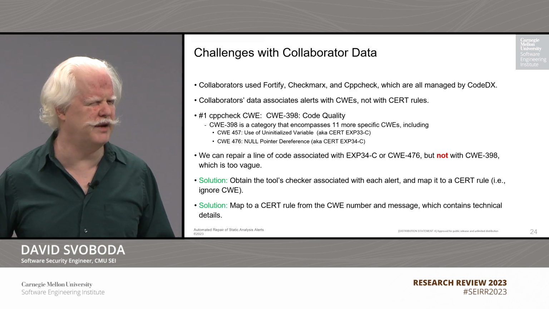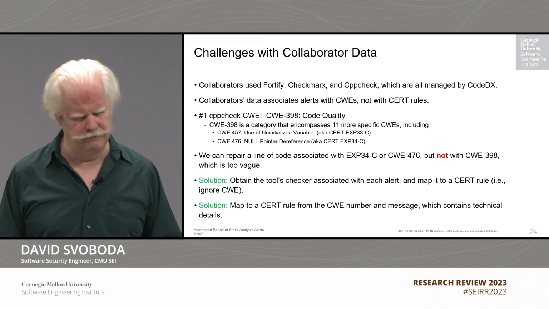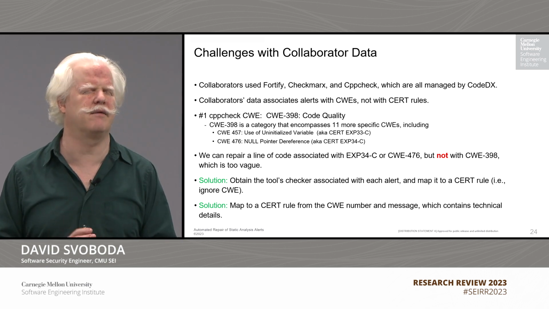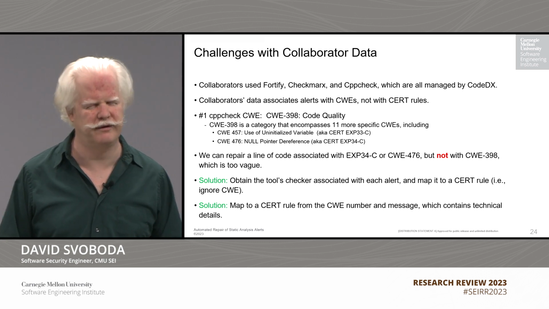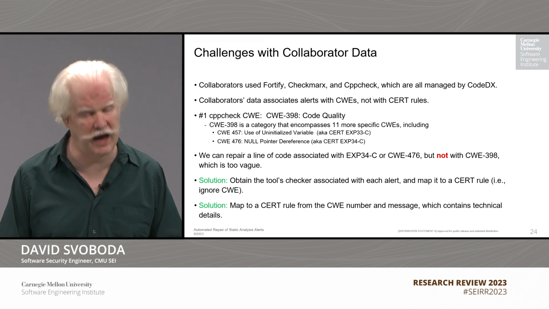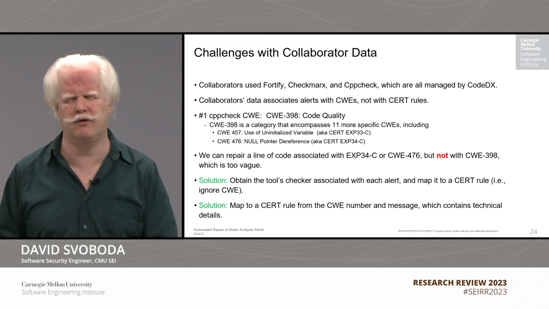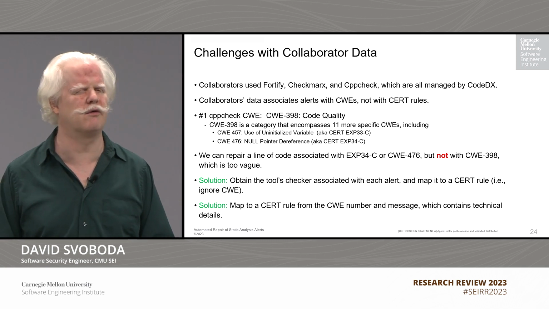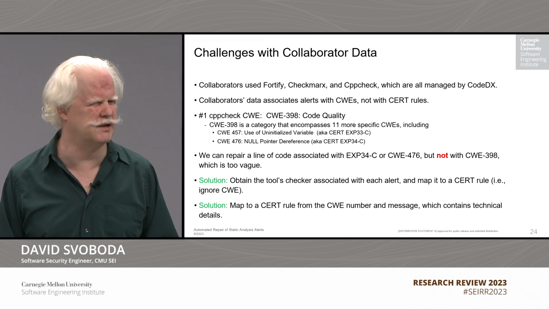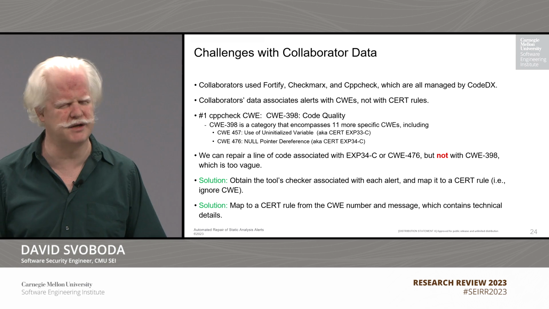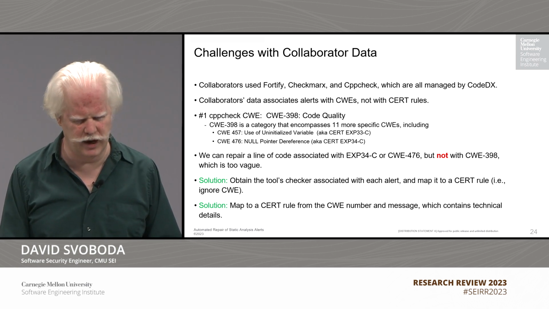We received a lot of data from the collaborator that said this line violates CWE 398, which simply says code quality. CWE 398 is simply a category CWE, meaning that it simply says there's a problem with the quality of code and gives no other information. If you look at the CWE online, it's otherwise vague. There is a specific message associated with each CWE, and we can rely on the message.